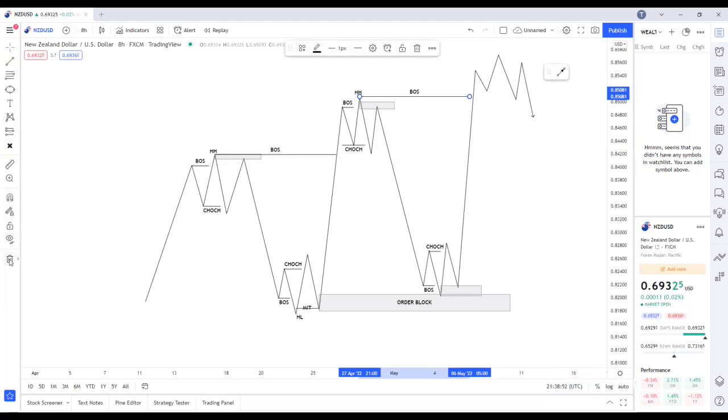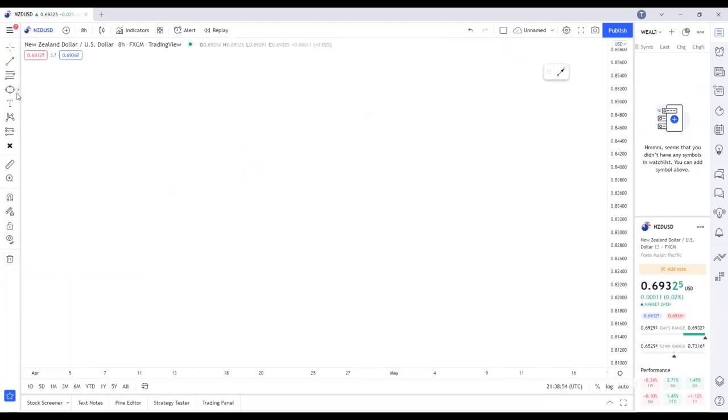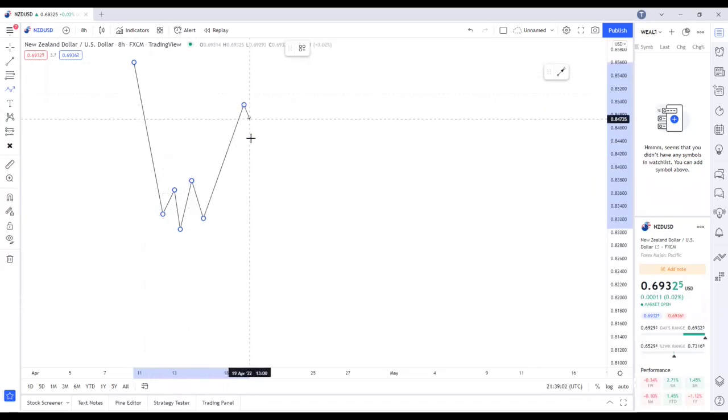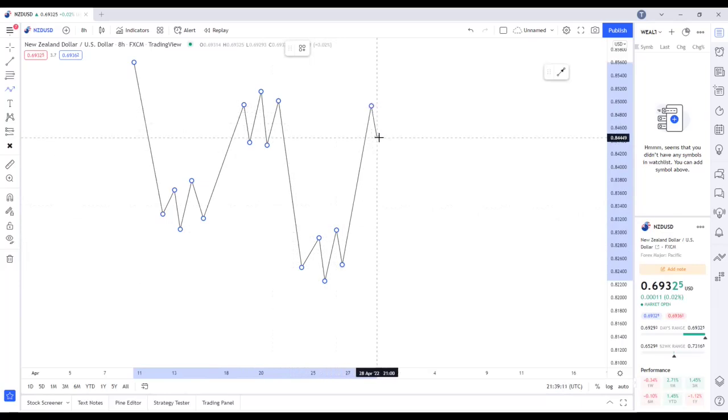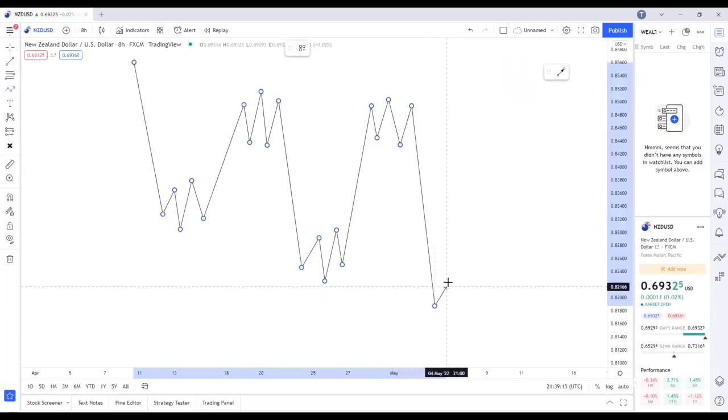Sorry about that. Okay, so now let's go from a bullish trend to a bearish trend. The market comes to this level here. It creates a change of market character. Goes up, creates a change of market character. Then goes down to create a change of market character, and goes up to your order block to create a change of market character. Then it goes down.